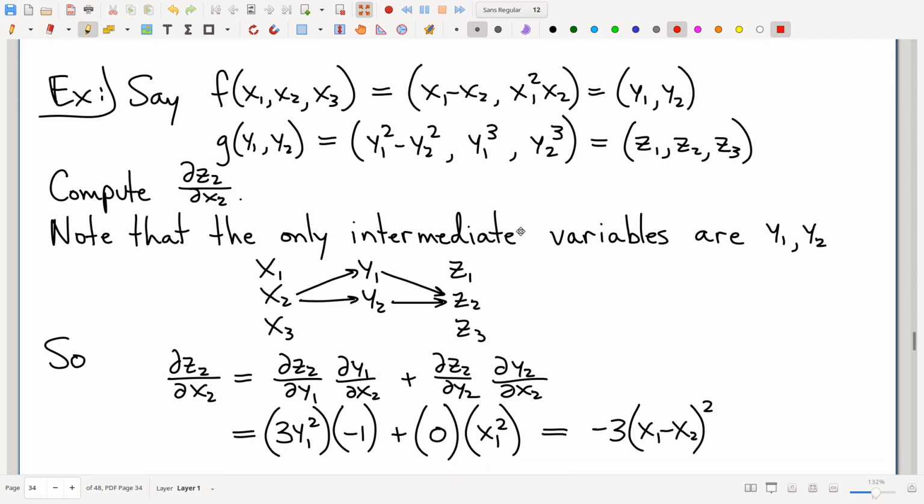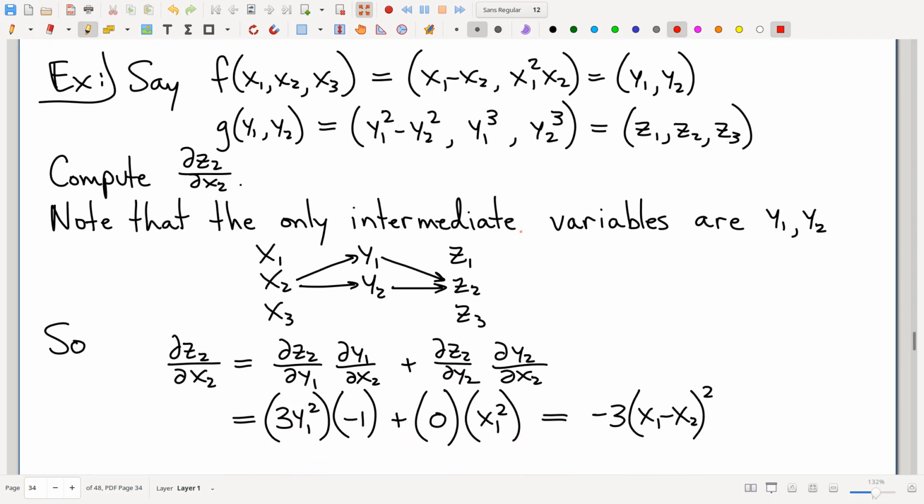For example, let's look at this question right here. A couple of functions are given. I want to compute a partial of the composition. Notice that we are taking the partial of Z2, which is one of our eventual outputs, and we're taking its partial with respect to X2, which is one of our initial inputs. So again, this is a partial derivative that goes through the composition.